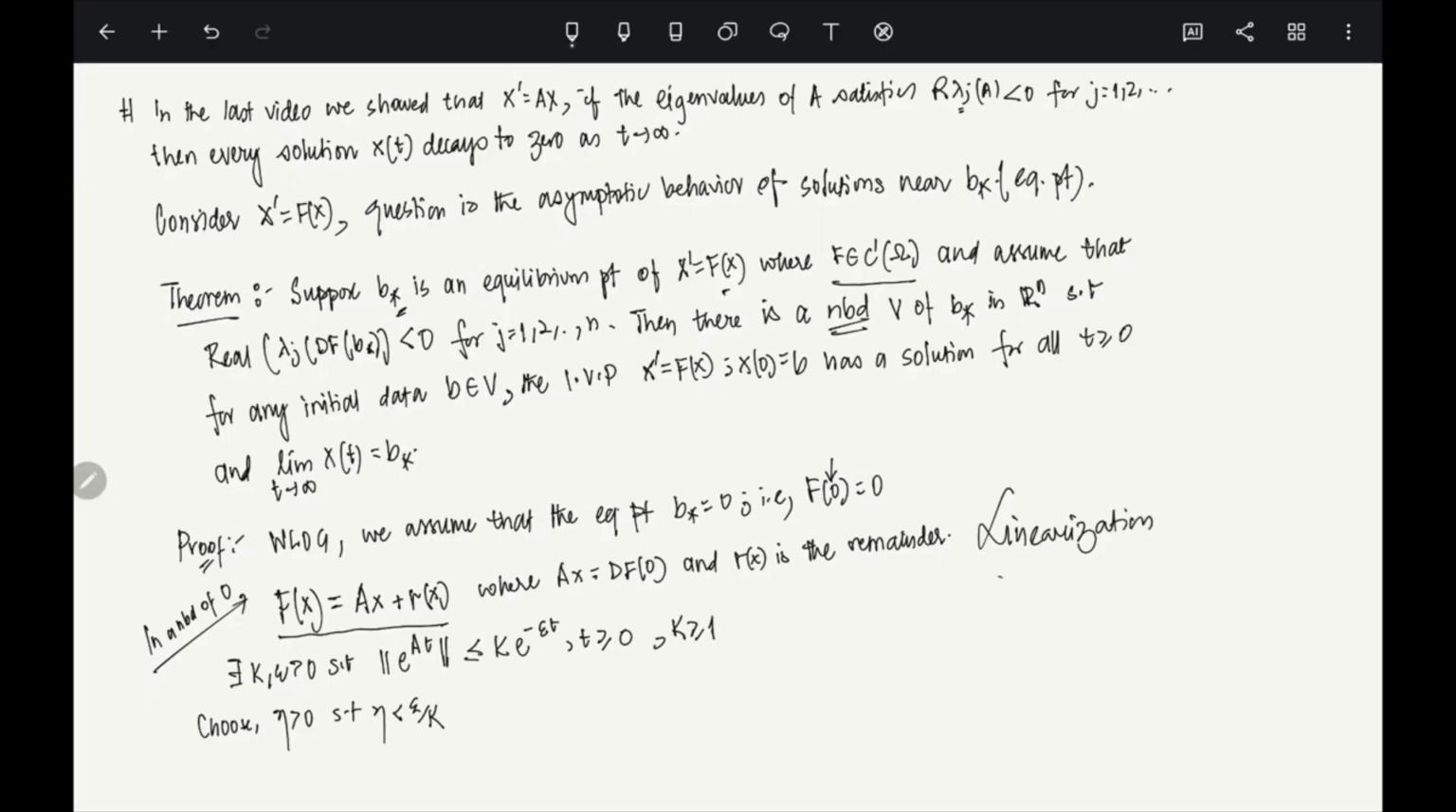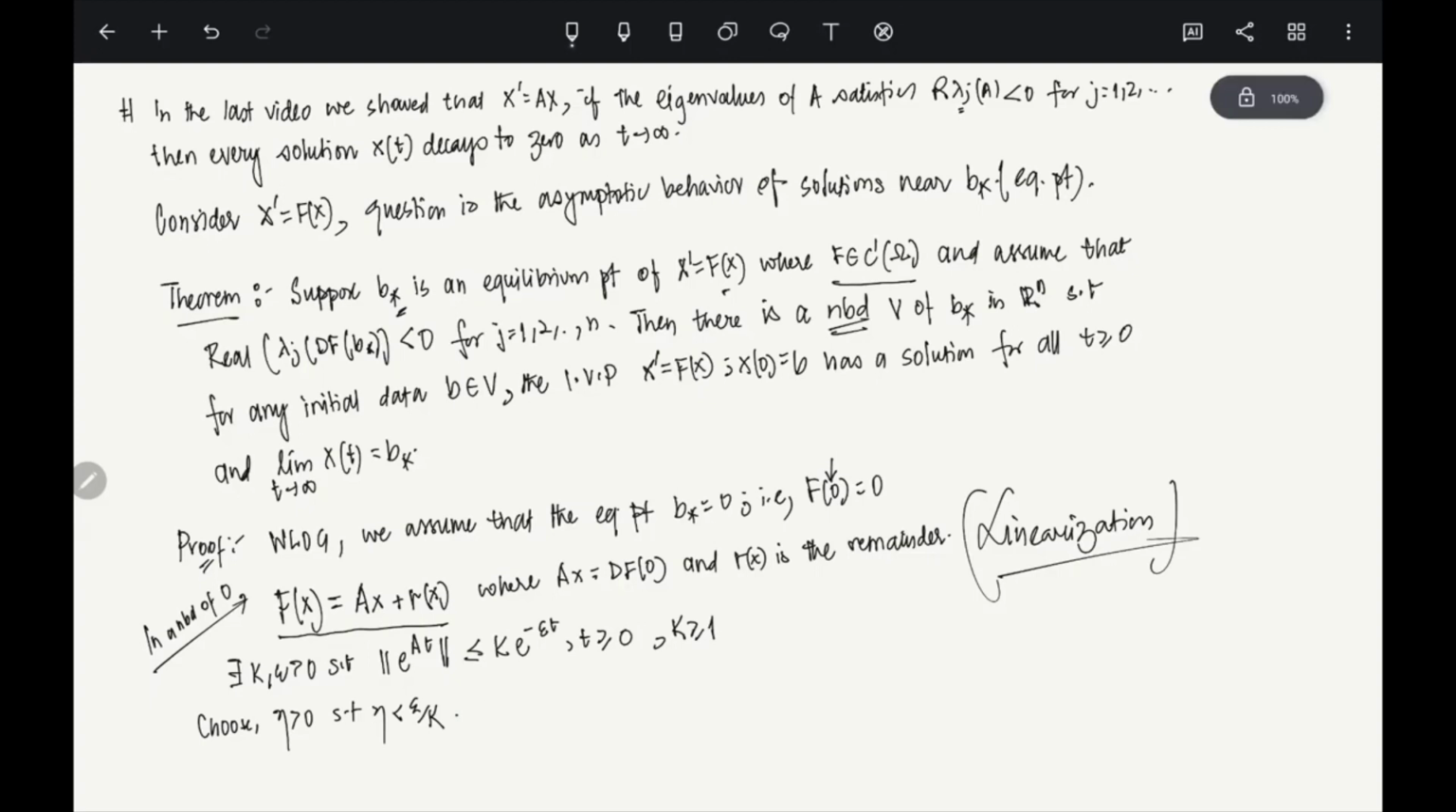So basically, I'm linearizing the original equation, x prime equals f of x, with this. Then I am not talking about the original equation anymore, but about a constant coefficient equation. Now, let's look at that. We choose eta greater than 0 such that eta is less than epsilon by k. This is just some technical issue.